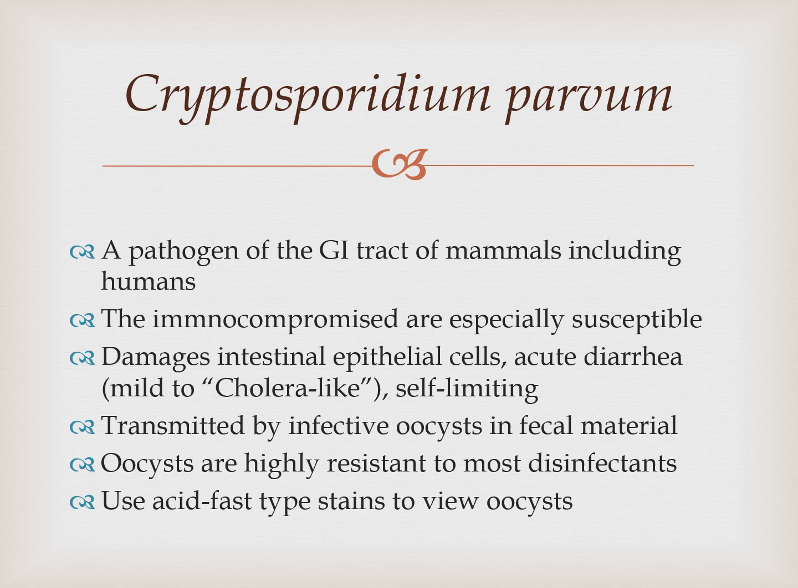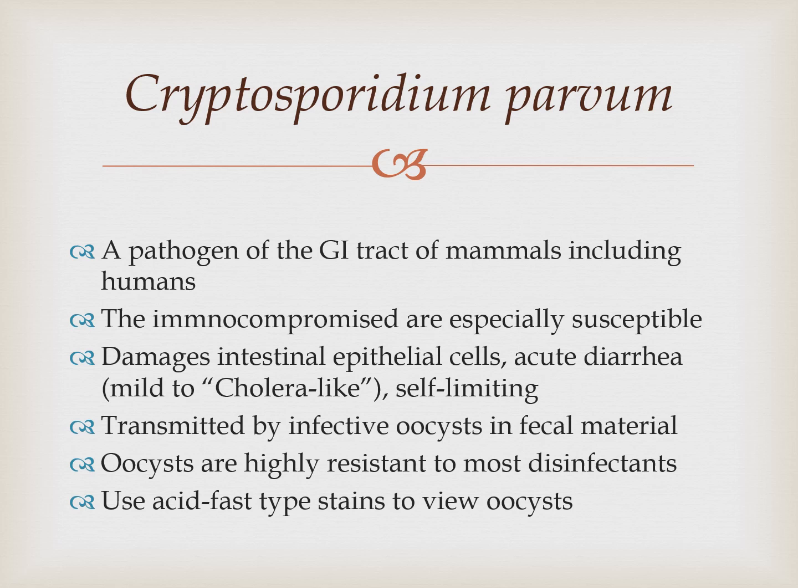Cryptosporidium parvum causes a cholera-like diarrheal illness. Some cases can be life-threatening, especially in AIDS patients. This is a pathogen of the gastrointestinal tract of mammals, including humans. The immunocompromised are especially susceptible, and like I mentioned, it's especially true in AIDS patients. This organism damages the intestinal epithelial cells, and acute diarrhea can occur. It is mild diarrhea all the way up to very serious and cholera-like diarrhea. It is considered a self-limiting disease in normal, healthy people.